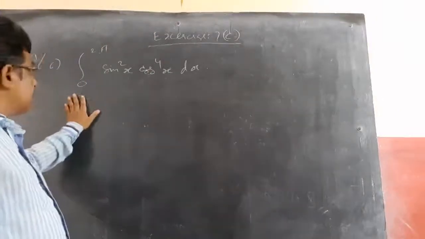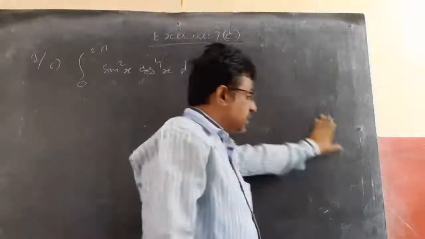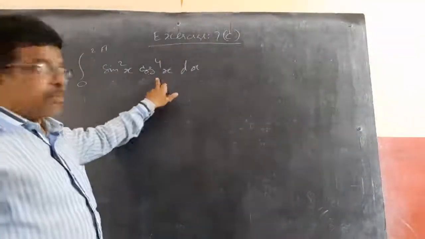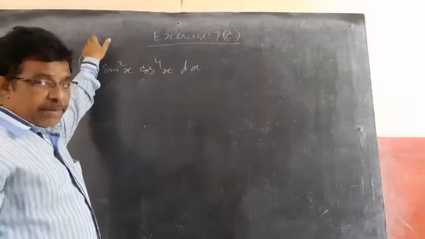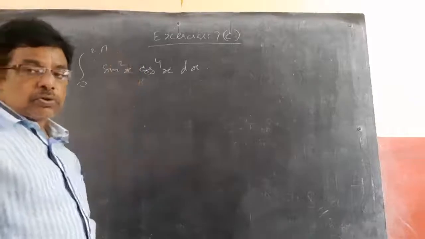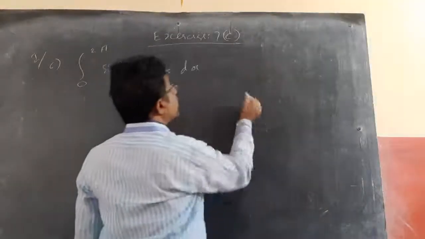Now, integral of 0 to 2 pi sin square x into cos power 4x dx. This is same as yesterday's sin power m into cos power n. But the problem is, it is not 0 to pi by 2. It should be 0 to pi by 2, we have the formula. But it is 2 pi. So how to do? We will go for property number 5 or 6, I do not remember the number.